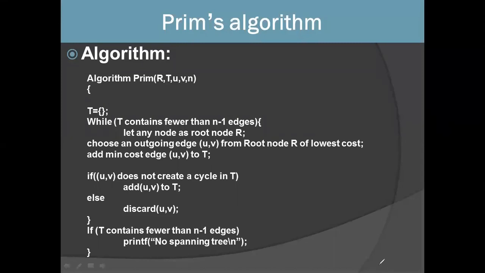Then if u and v form a loop, discard the edge. If u and v do not form a loop, then add the u and v edge to the tree T. Repeat this process until we visit all the vertices and n-1 edges. When a loop is forming, we have to discard it, otherwise it will show that there is no spanning tree.